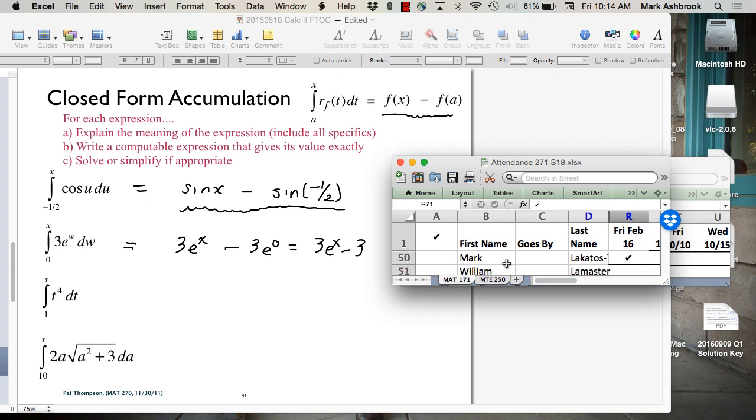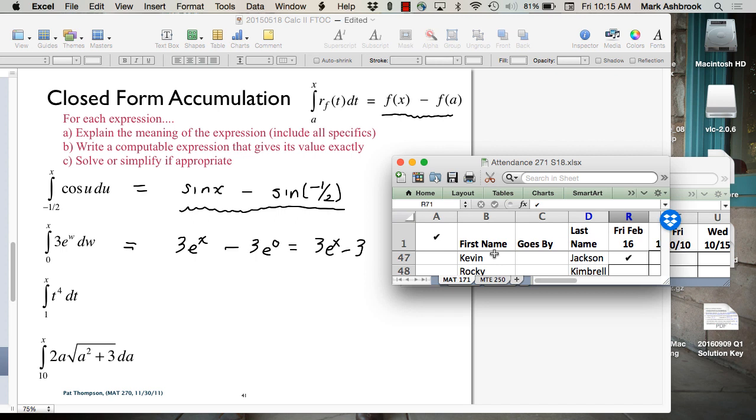So Mark, what's the meaning of that function? 3e to the x minus 3. What's the meaning of that function? Good, right. So it's the net accumulation. It's the same as this. It's the net accumulation of a quantity whose rate is 3e to the x, starting from 0, right? Starting from 0. And that it's just in closed form. The only difference is this closed form can generate rapid results for us. Okay, next one.